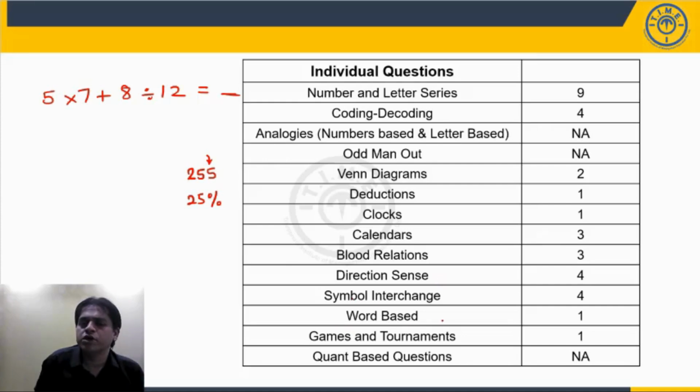There was 1 question based on a word. A word was given, and then there were 5 options, and you have to find out which out of the 5 options cannot be formed using the letters of the given word. So again, a very simple question. 1 question was based on games and tournaments.